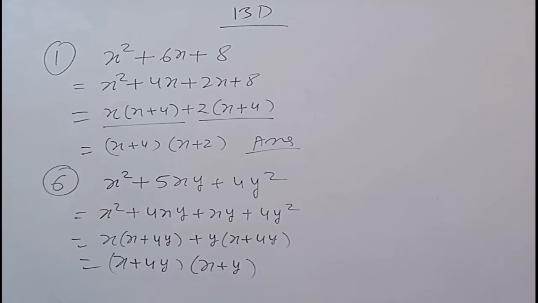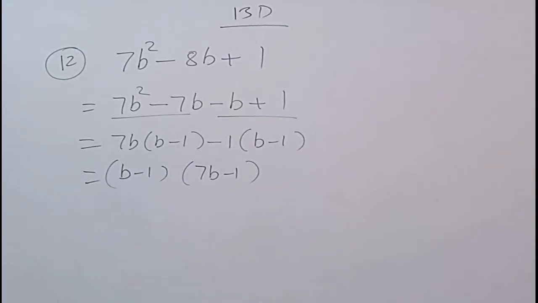Now make the pairs: x square plus 4xy and xy plus 4y square, that will be the two pairs. So take the x from the first pair. So will give the x plus 4y. In the second pair we will get the y. So x plus 4y in the bracket. So x plus 4y we will take out. So inside the bracket we get x plus y. So in that manner you will do question number 1 and 6.